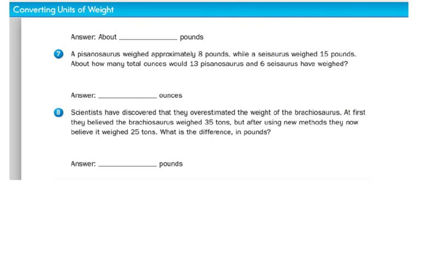Let's try one more problem, number 7. A Pisanosaurus weighed approximately 8 pounds, while a Sizosaurus weighed about 15 pounds. About how many total ounces would 13 Pisanosaurus and 6 Sizosaurus have weighed?